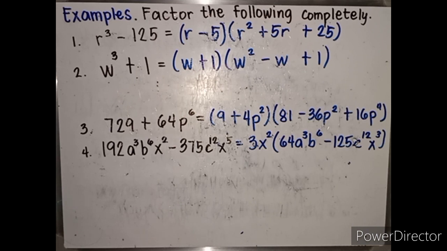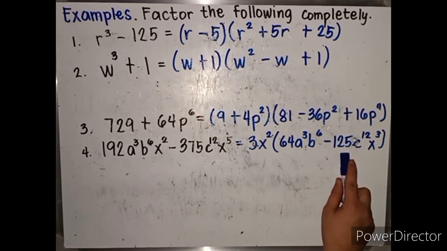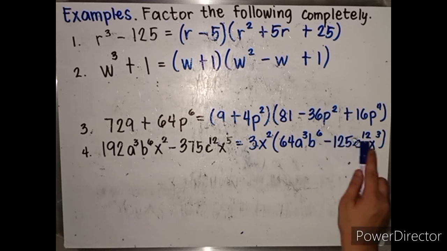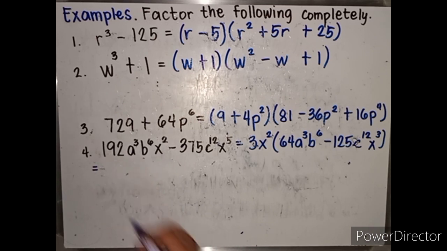Okay, let's see. Tingnan natin kung factorable na ba siya by sum or difference of 2 cubes. 64 perfect cube, 125 perfect cube. Lahat ng exponents ay multiples of 3. So therefore, this is now factorable by sum or difference of 2 cubes. Or by the way, yung acronym nga pala natin na tatawag sa sum or difference of 2 cubes ay SDTC na lang siguro, no? Sum or difference of 2 cubes, SDTC.